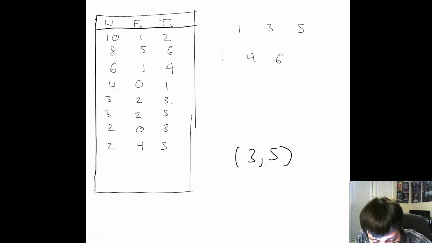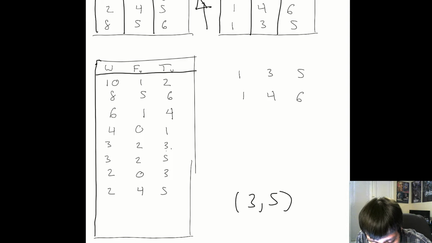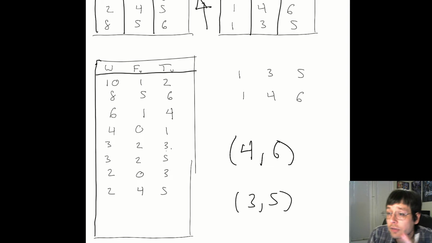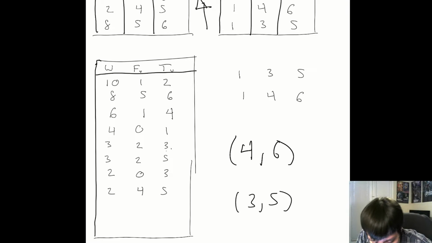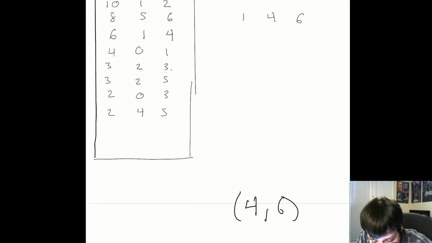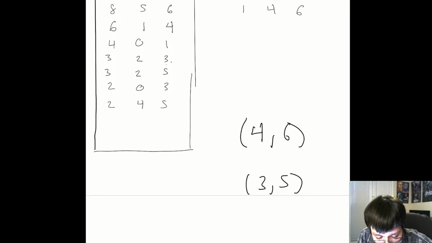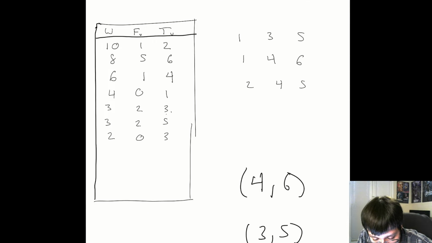All right, next one. We have 4, 6. We don't have 4, 6 anywhere, so they now become their own set. They're separate sets, okay? So we have 2 sets here. Next, we have 4, 5.